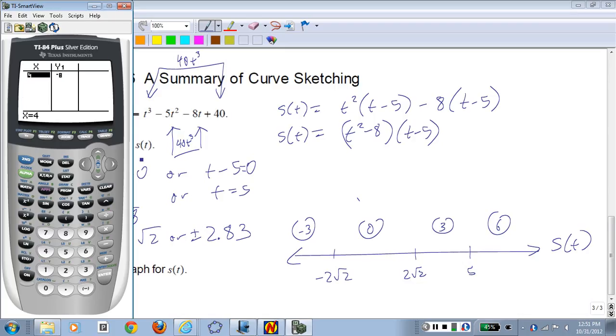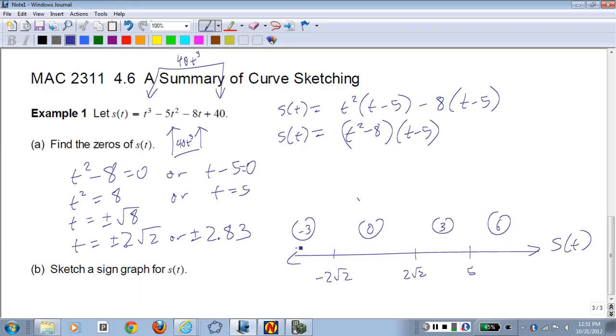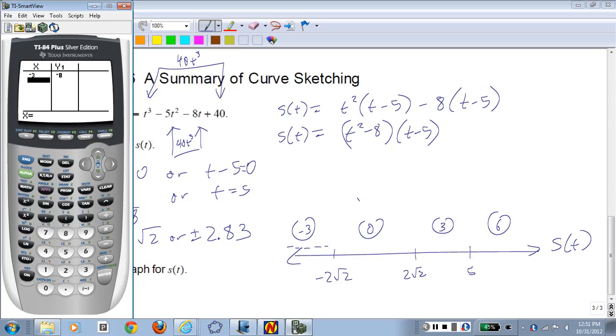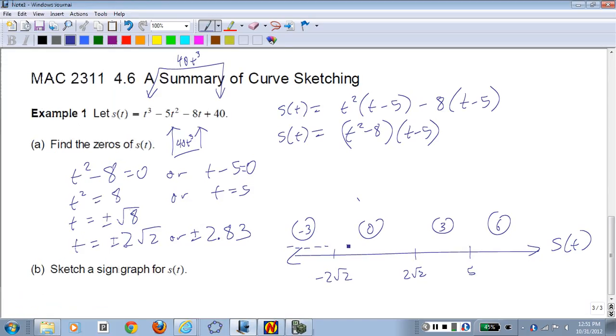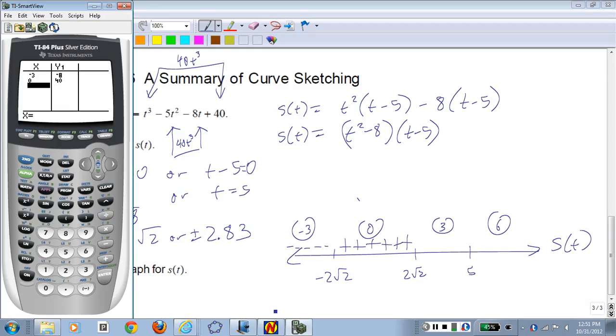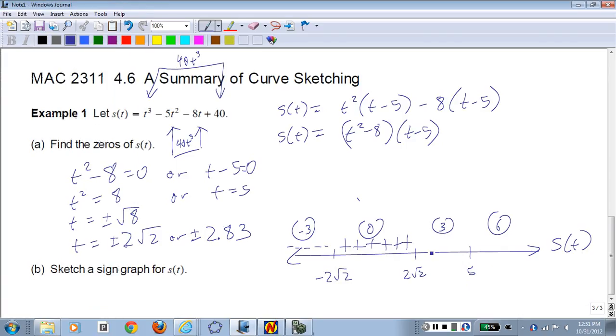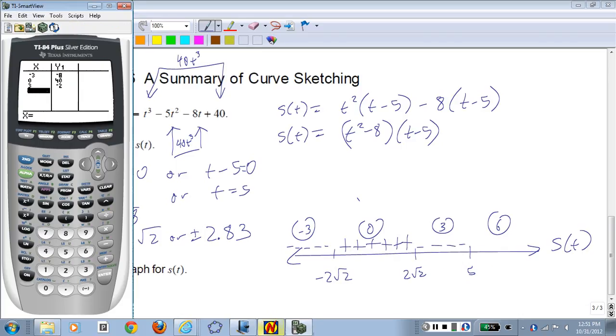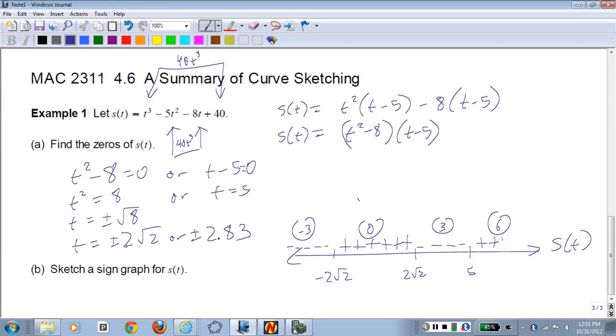And so we can evaluate the function at negative 3. We see that it is negative there. And at 0, we see that it is positive, positive 40. And at 3, it is negative. And at 6, it's positive, positive 28.